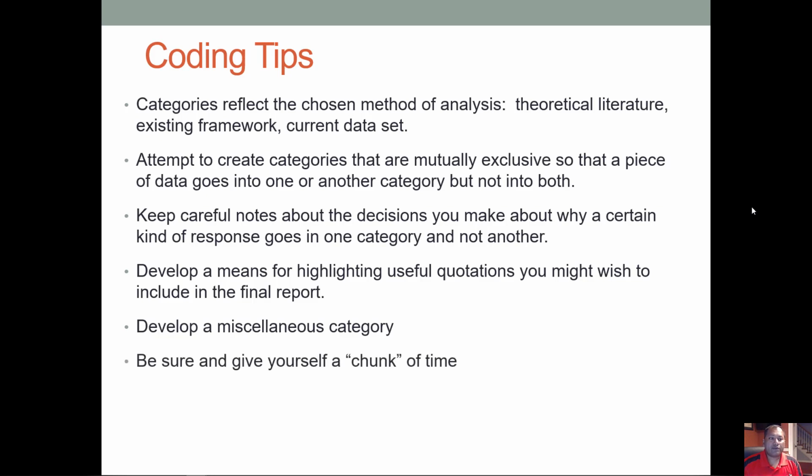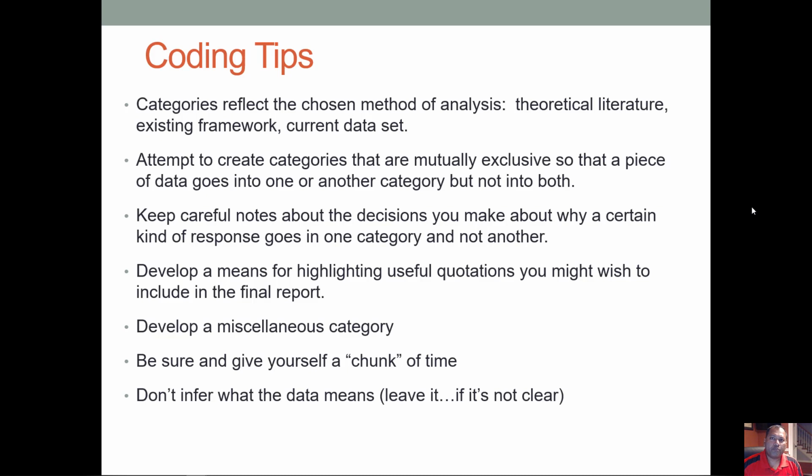Be sure to give yourself a lot of time, because as you can see, it does require, similar to construction, you measure twice, and sometimes you measure three times before you cut. In this case, it's the same thing. You read the data, you internalize the data, then you code the data, and you revise the data again before you even generate any conclusion.